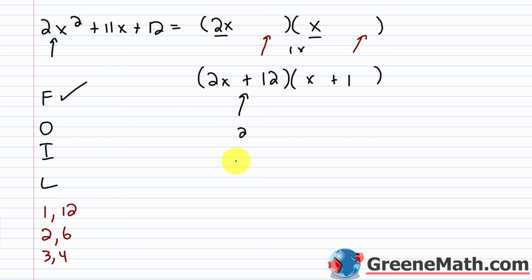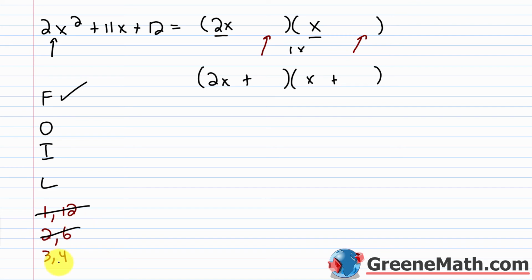I could pull a 2 out and I'd have x plus 6. So this isn't a possibility. So we can eliminate that. And once we've eliminated that, we can cross this one off the list. That's not going to work. So now let's try 2 and 6. Now if I put 2 here and 6 here, again, there's a common factor of 2. So that's not going to work. So if I switch that up and put 6 here and 2 here, common factor of 2, that's not going to work. So that's eliminated.